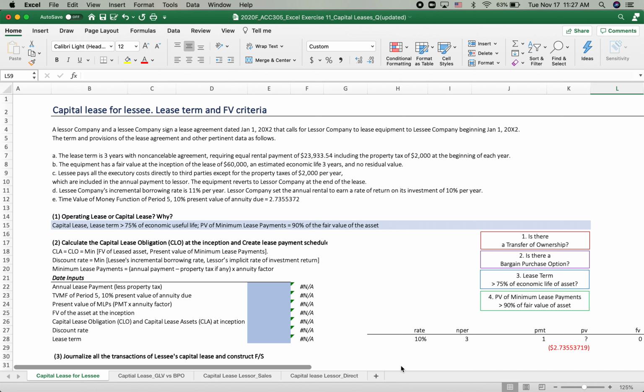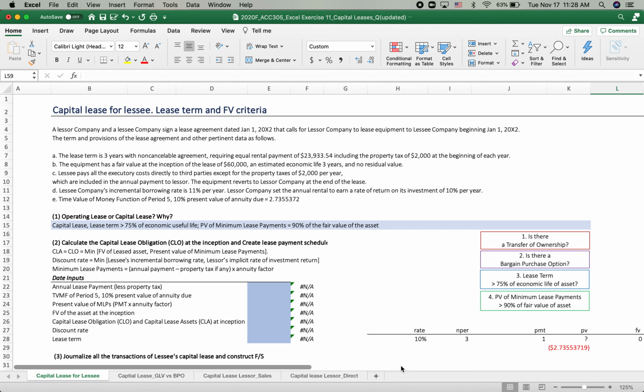Now let's practice how to record the capital lease for the lessee, focusing on the lease term and fair value criteria. We have four criteria to be classified as a capital lease. First, is there a transfer of ownership? Is there a bargain purchase option? The lease term is longer than 75% of the economic life of the asset. And finally, the present value of minimum lease payments is greater than 90% of the fair value of the leased asset.